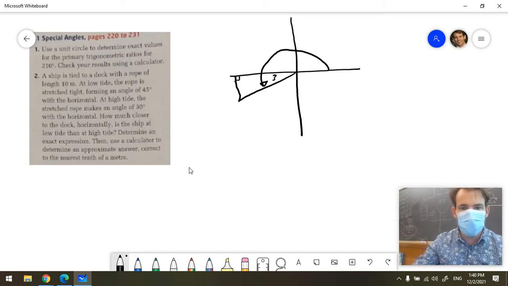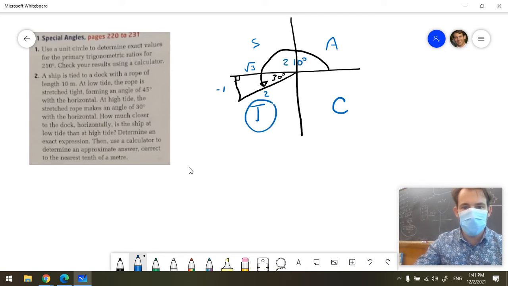If this is a 30-degree triangle, then I know some things about this triangle already. I know that if this is height 1, then this would be radius 2, and then this side would be root 3. That's my 30-degree triangle here. Now this one here is actually a negative one. Why? Because it's going down below the x-axis, so that's negative 1 in the y. I can also use my CAST rule, C-A-S-T, to think about this angle, 210 degrees.